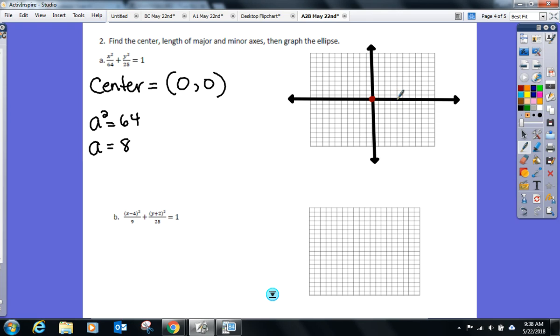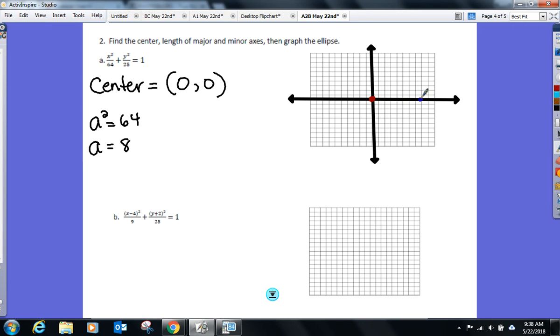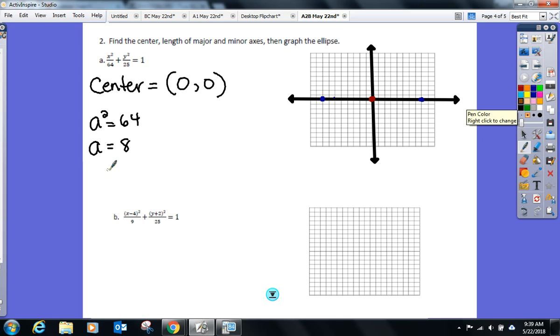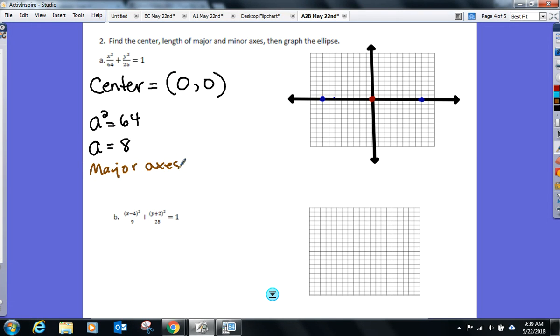1, 2, 3, 4, 5, 6, 7, 8. 1, 2, 3, 4, 5, 6, 7, 8. Is that one going to be the major or the minor if you look at the equation? That's the major. So can somebody tell me the length? Because it's asking for the length of the major axis. You just went 8 that way and 8 that way. How long is the major one? 16.